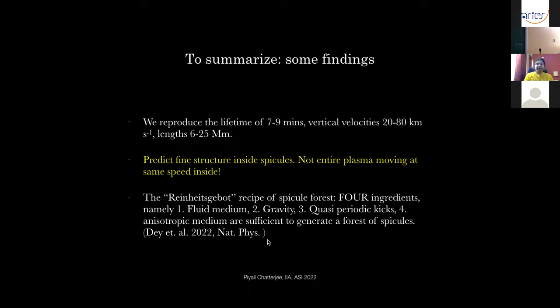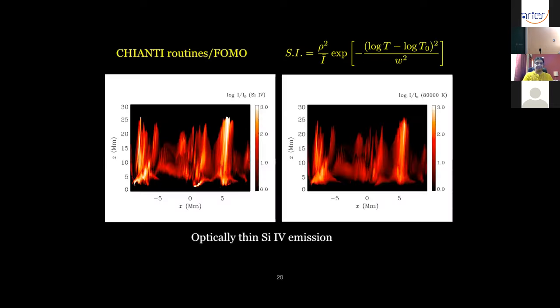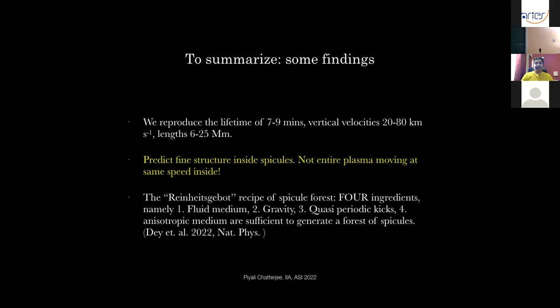So this is something I have not shown or demonstrated in this talk, but I would still emphasize this as one of our findings. So that's the end of my summary slide. Thank you.